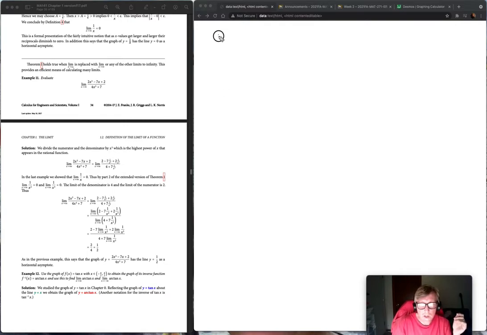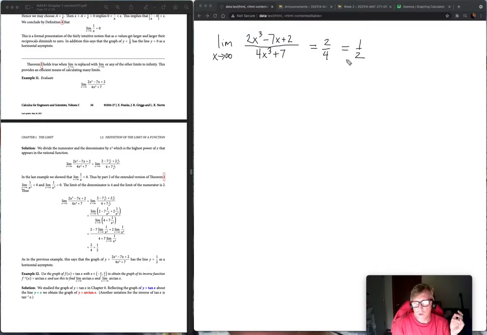If you're doing, say, the limit as x approaches infinity of 2x cubed minus 7x plus 2 divided by, maybe you remember your math teacher, maybe in high school, saying, hey, that x cubed and that x cubed are the same, so the answer is going to be 2 over 4, which reduces to 1/2. That is the informal, quick, cheap, easy way of getting the answer. What I need you to do is show your work algebraically.